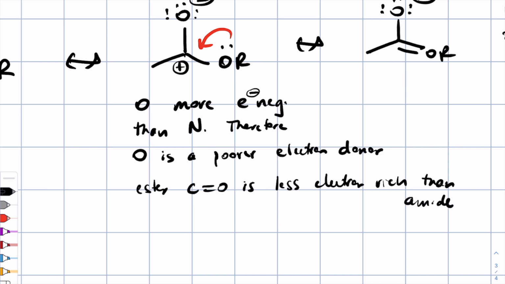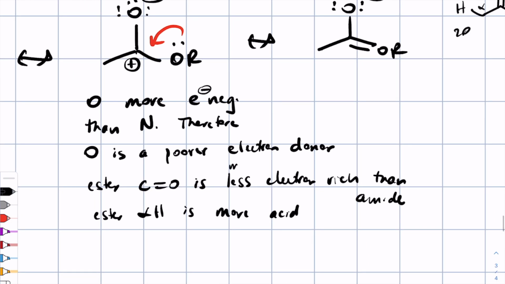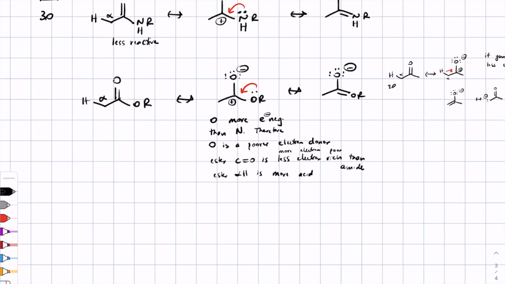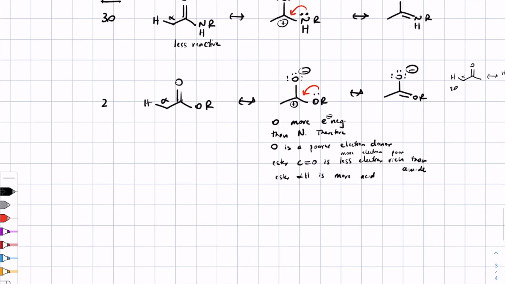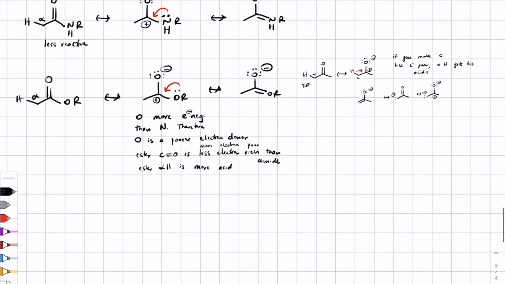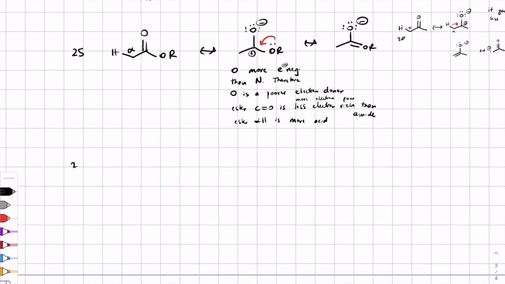Therefore, the ester alpha proton is more acidic, less electron rich, or alternatively more electron poor. Oxygen is a poorer electron donor. And indeed, the pKa for the ester is about 5 orders of magnitude lower. Okay? We've already said for the ketone that the pKa is 20.